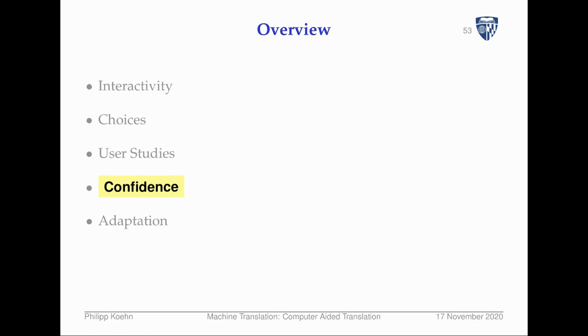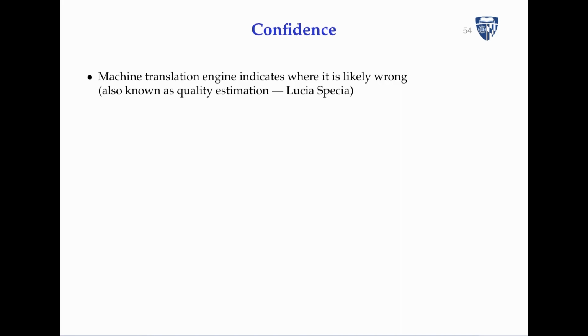Okay, let's look at another topic, which is confidence. And here we're talking about confidence metrics that could be provided to the user. So we basically want to come up with a method where a machine translation system knows that it's probably wrong and wants to communicate that to the user.